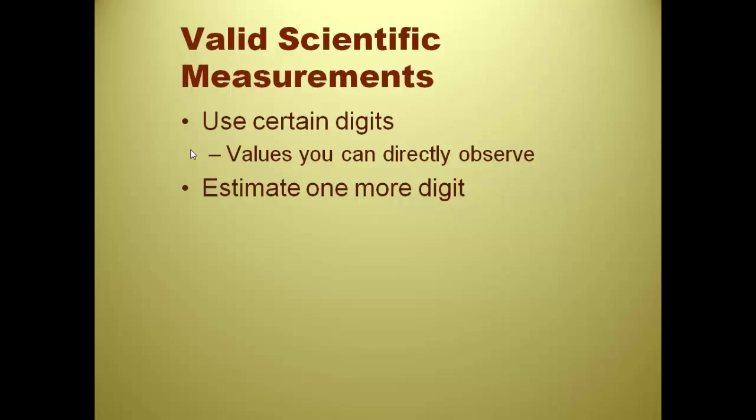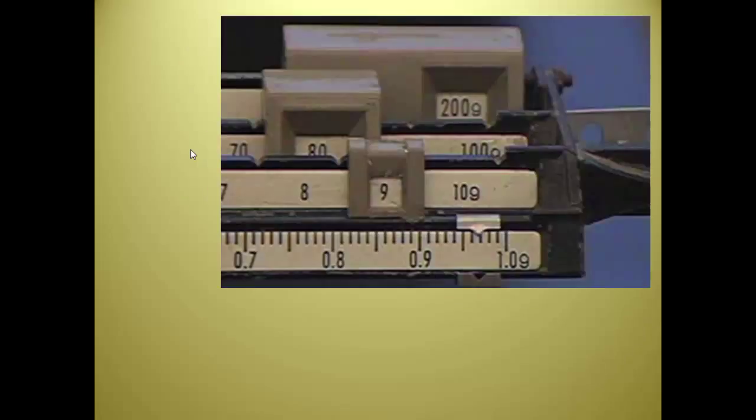And they estimate one more digit. So let's go through these. We see here that we have 289. We see 0.9. We even see it goes down into 1/10 of 0.9. So we know we have 0.91, 0.92, 0.93, 0.94, 0.95, 0.96, and then we estimate.